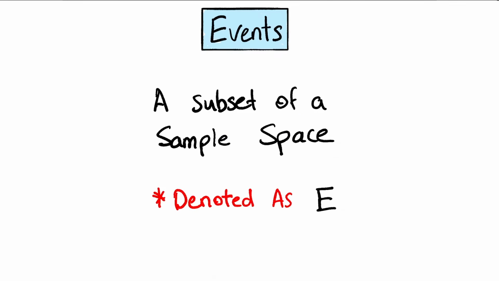The first thing we need to talk about is an event. An event is a subset of a sample space and is often denoted with a capital E, but can also be noted with any other variable you'd like.